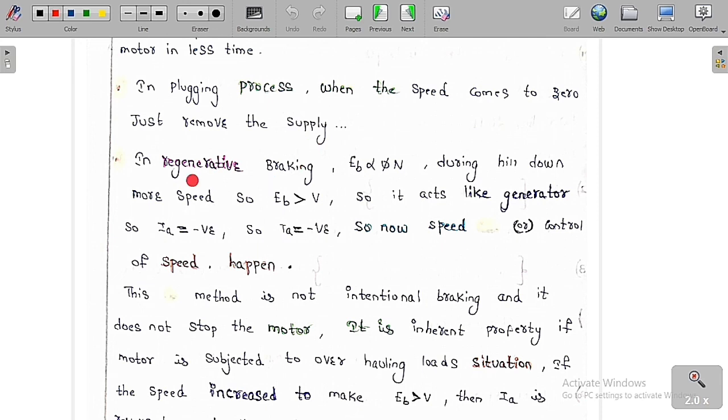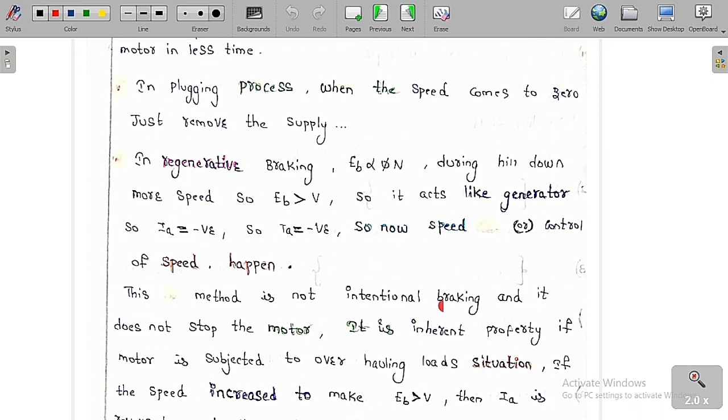In regenerative braking, EB is directly proportional to flux into speed. During hill down, suppose a train is coming down the hill from up to bottom, so the speed is very, very high. In that case, EB may be greater than the supply voltage, so it is going to act like a generator. As IA is negative, torque is also negative. So now control of speed happens.